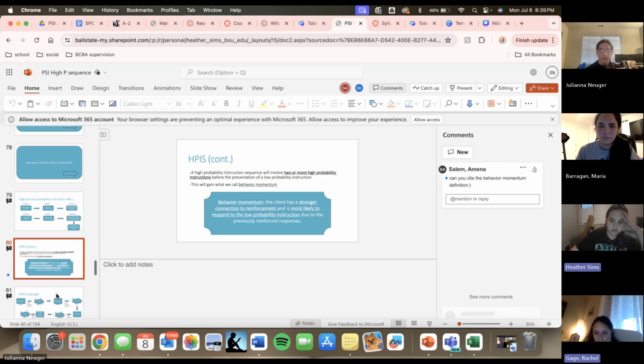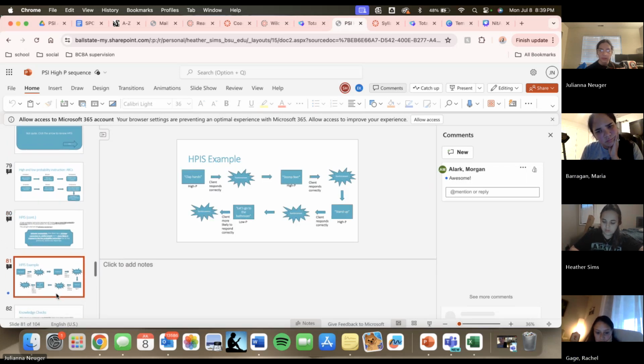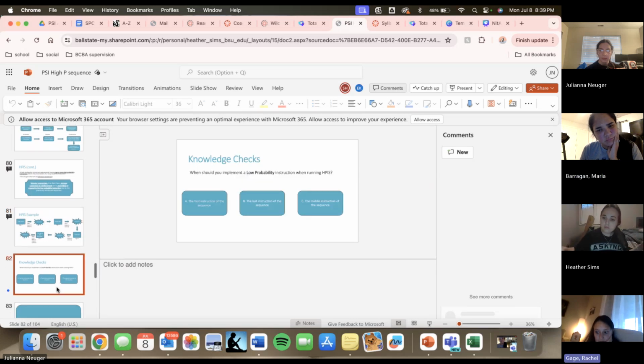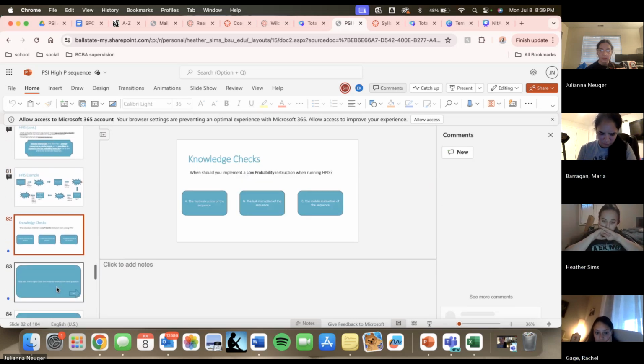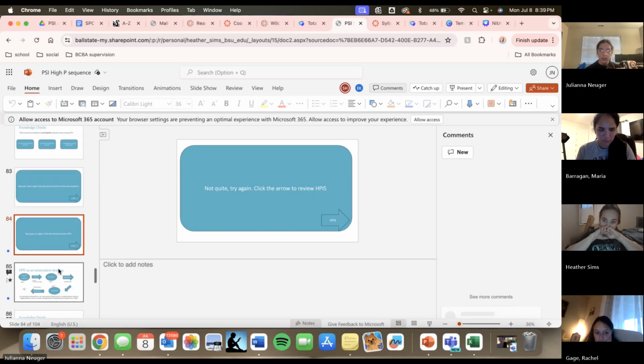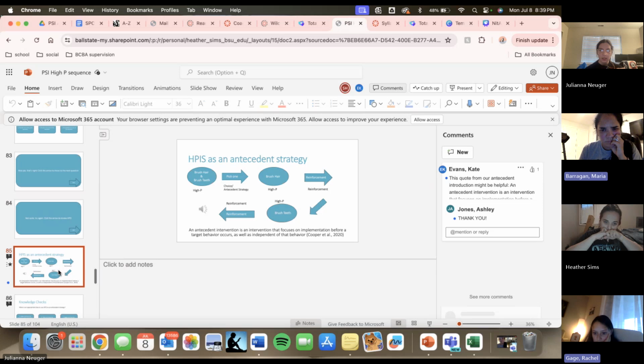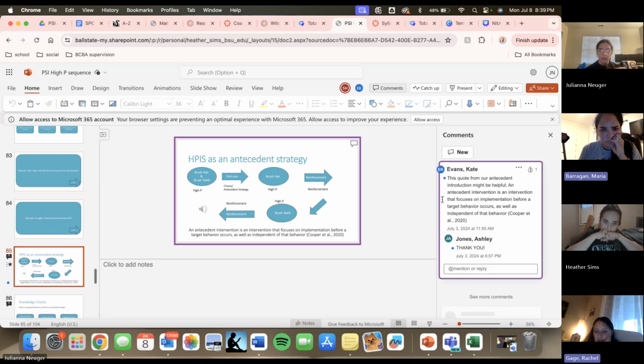You get behavior momentum definition. Yep, that would be good to add there. Okay. Great feedback. Love the visual. Let's see. This quote from Kate, she just added in that quote, and she gave a reference to add at the bottom. Looks like Ashley's done that.